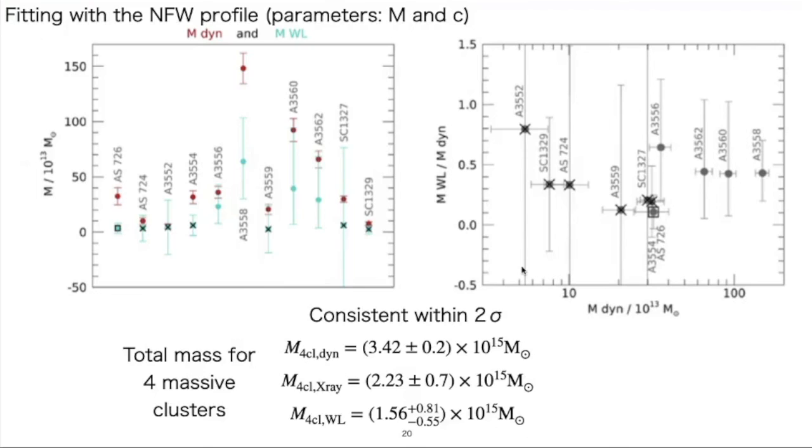And the total mass for the 4 clusters is like this, and this one is a comparison between different estimation methods. This one is the masses from the dynamical mass. And this one is the mass from the X-ray observation. And this one is the result from our study. It means weak lensing. So, as you can see, these results are consistent.